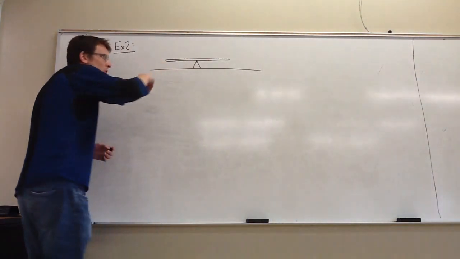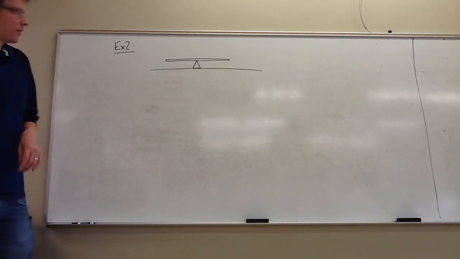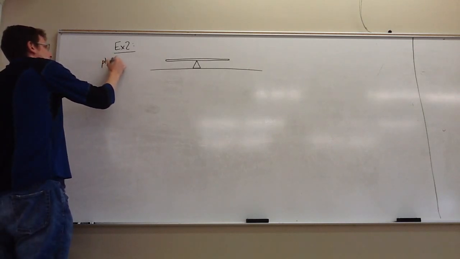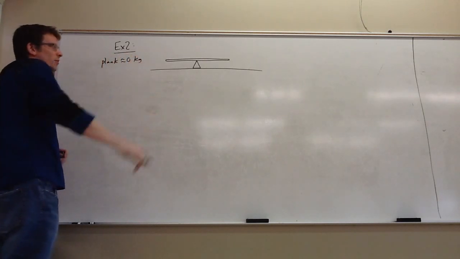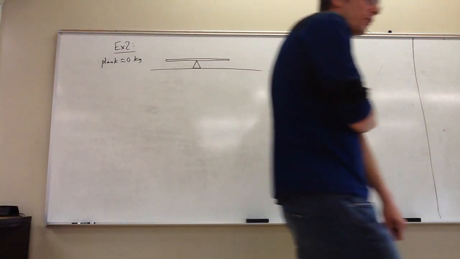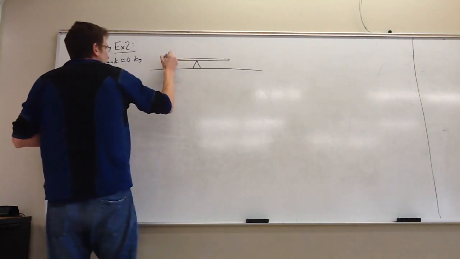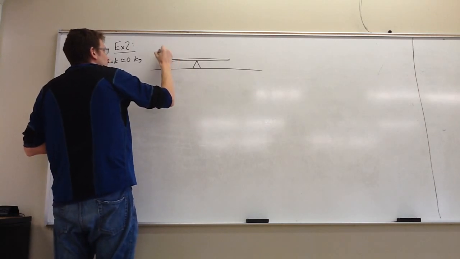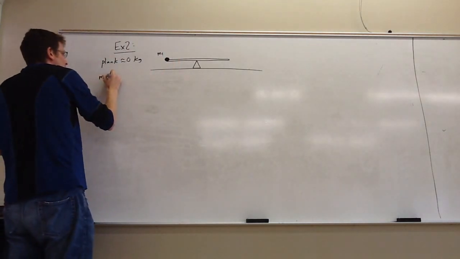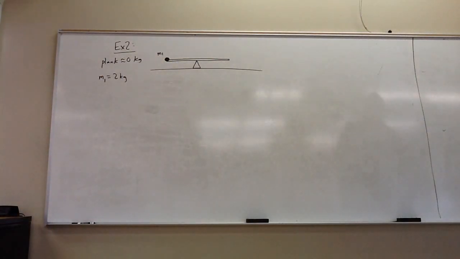And just to make my life easier, I'll make the plank itself massless. So the plank is approximately 0 kilograms. It's a very light plank. So let's start off slow here. I'm going to have 2 point masses to represent 2 people. I'll call this M1. M1 is going to be 2 kilograms. Now that's a tiny person, obviously. That's impossibly small for a person. But let's make the numbers nice to work with.